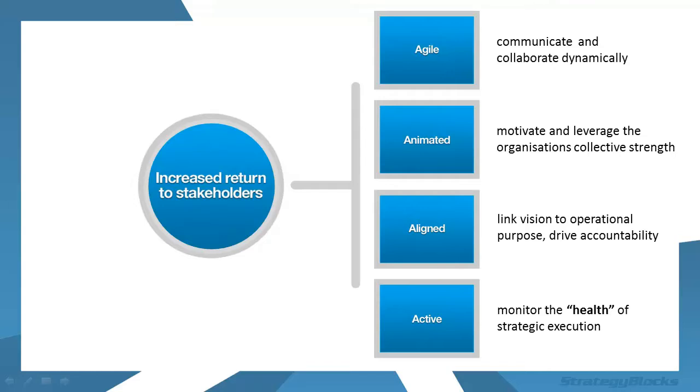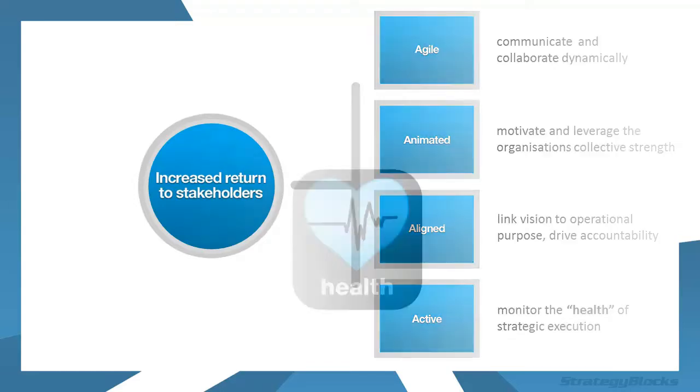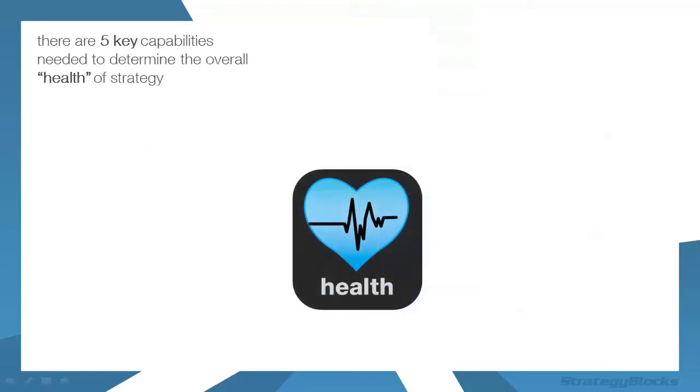With this in place, we need to determine the health of our execution and monitor accordingly to see how we are tracking towards our goals. Tracking the health of your strategic execution does not need to be complex. We've identified 5 key capabilities. You can control which capabilities to deploy to your community of users.